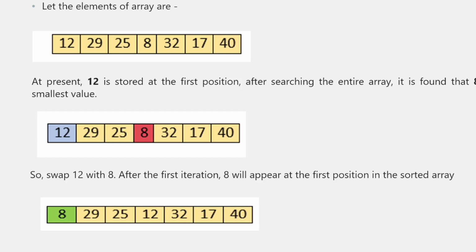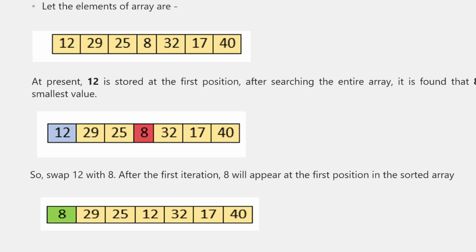So 12, 29. When 12 is compared with 29, 12 is minimum. 12, 25. When 12 is compared with 25, 12 is minimum. Next 12, 8. When 12 is compared with 8, 8 is minimum. So by using comparison, we will find the minimum element. In this case, the minimum element is 8. We need to swap the minimum element with the 0th position element, 12. So if you observe here, 12 and 8 are interchanged.